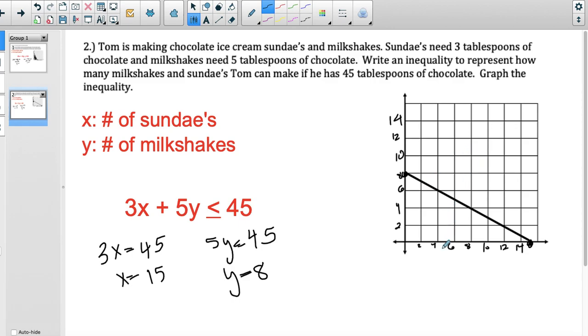Again, I need to ask myself, this is a boundary line, so are all the possibilities above or below? Well, if I made 0 of each of them, 0 plus 0 is less than 45, or if I made 2 of each of them, these are all of my combinations that do work, so you shade the side that does work on the boundary line, whereas anything up here would not work. Like I can't make 10 of these because I don't have enough chocolate. So again, that is 2 examples of taking a word problem and creating an inequality and graphing.